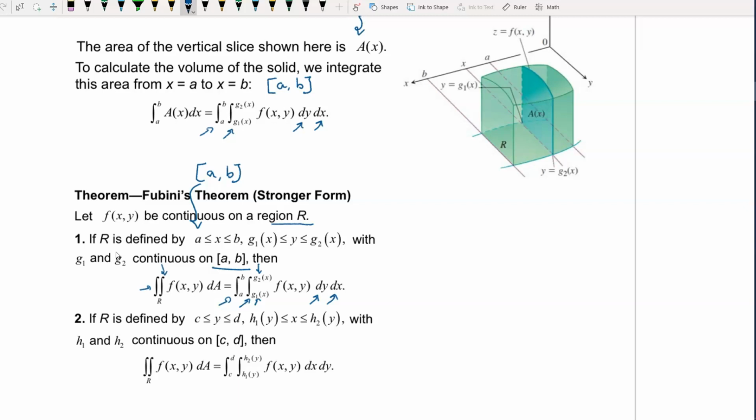If R is defined by y between c and d inclusive and x between h1(y) and h2(y) inclusive, with h1 and h2 continuous on the closed interval for y, then the double integral of f(x, y) over R is equal to the following. The outer integral, with respect to y, is over the closed interval from c to d. And x is over the closed interval from h1(y) to h2(y), for the function f(x, y), so f(x, y) dx dy.